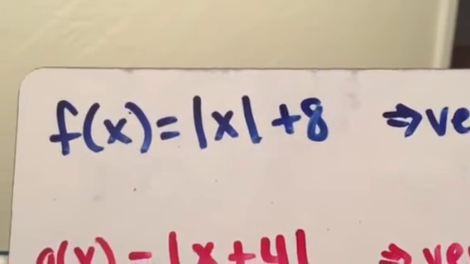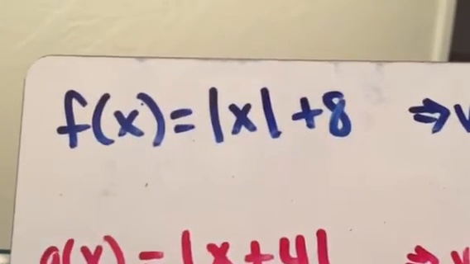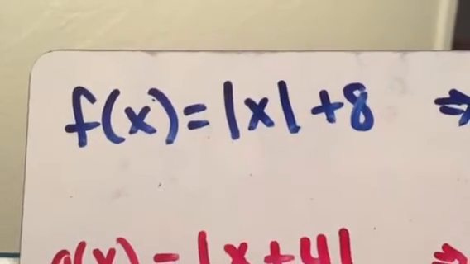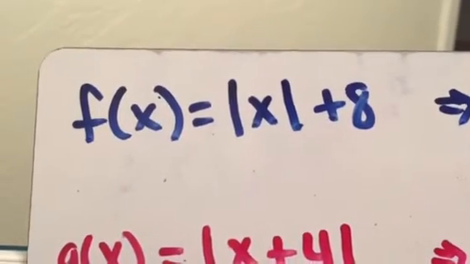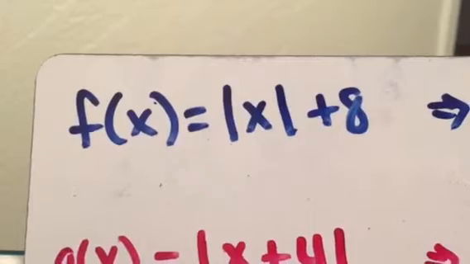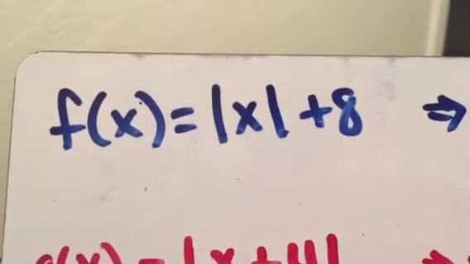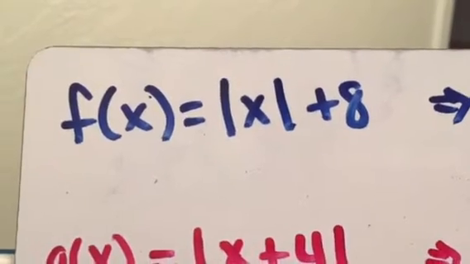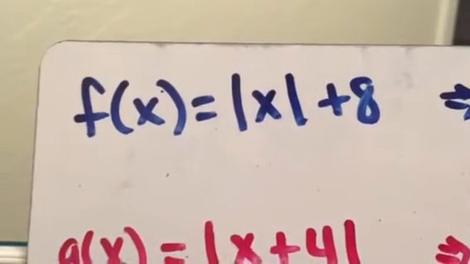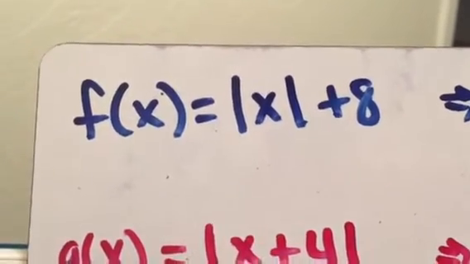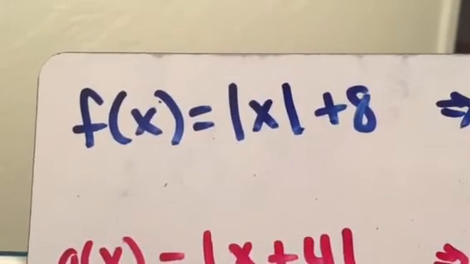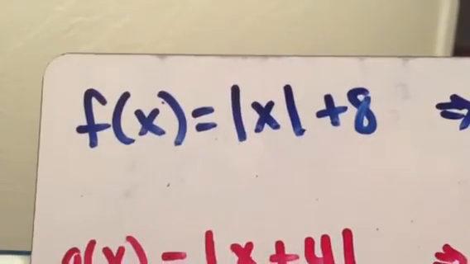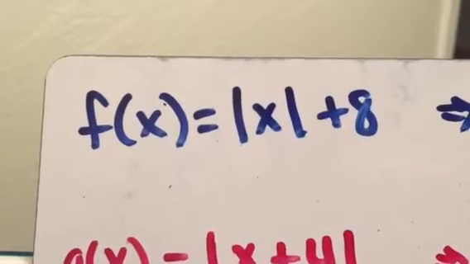So what I want to show you right now is how to identify your vertex when given an absolute value function. In this case, I'm giving you f of x equals the absolute value of x plus 8. Again, this is something that we've seen in class and we have graphed it. If you're not sure what the graph looks like, I highly suggest you go back to the notes previously. But we need to identify a vertex.